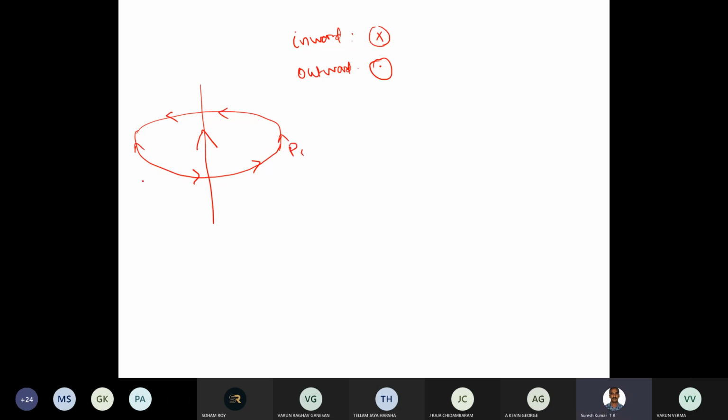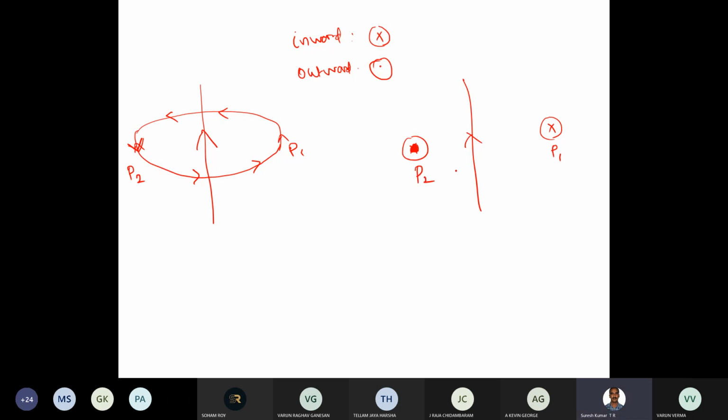Let us say points P, P1 and P2 where we want to represent the magnetic field. So how will you represent? At point P1, is it inward or outward? It is inward, right? At point P2, outward, sorry. It's outward, right?